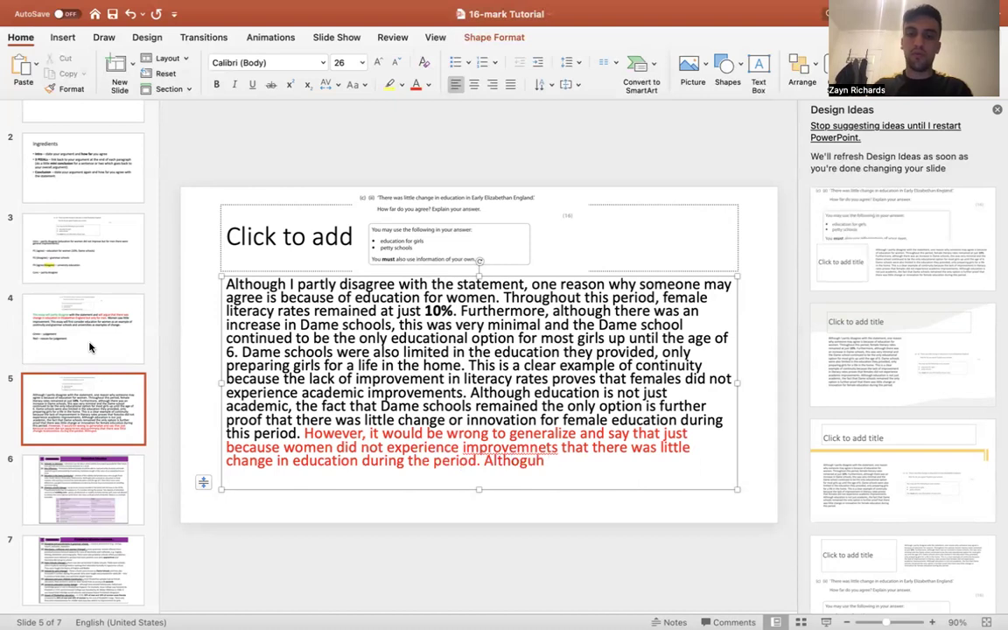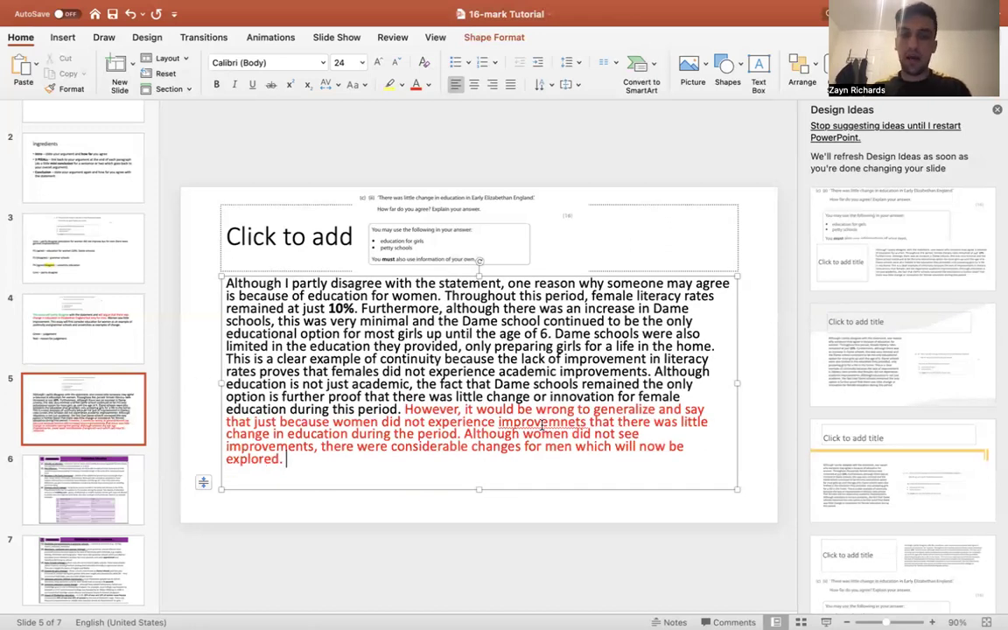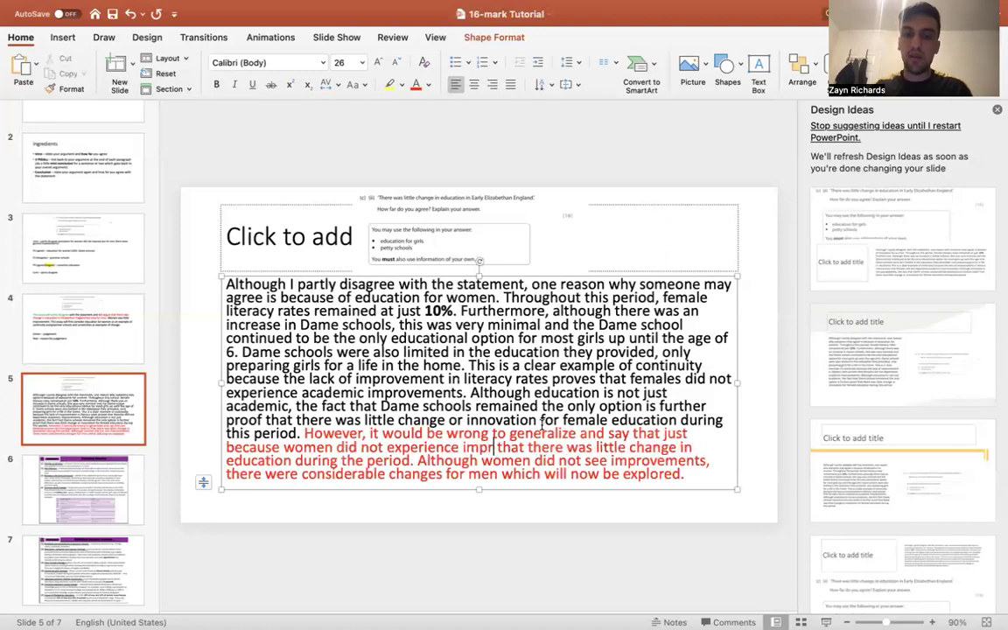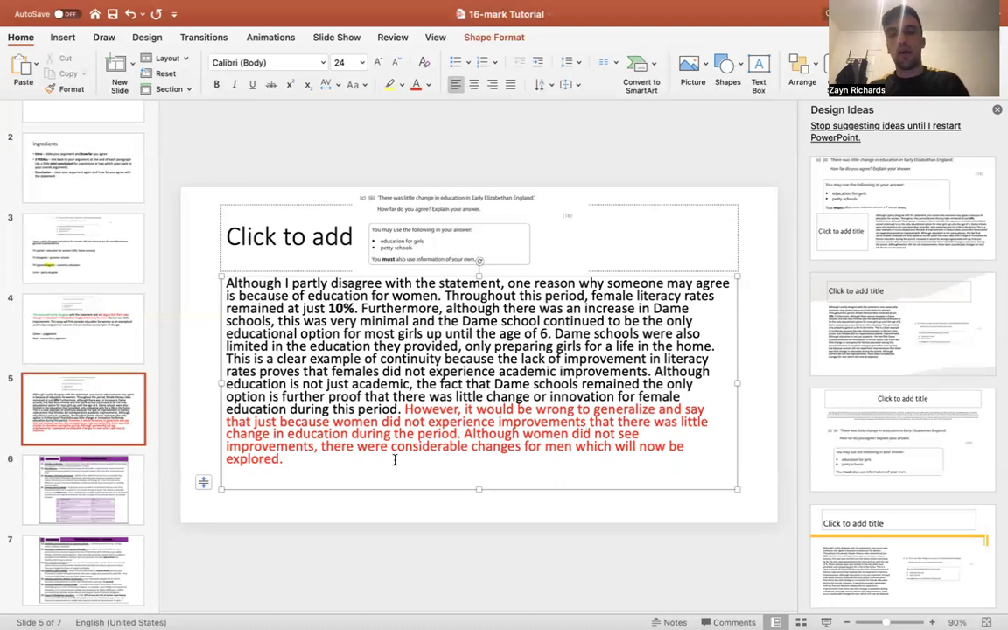Although women did not see improvements, there were considerable changes for men, which will now be explored. Okay, do you see how that's linking back to my argument in the intro? It's detailed. I'm saying on the one hand they've got a point, but on the other hand we need to consider men and why that's important proof.